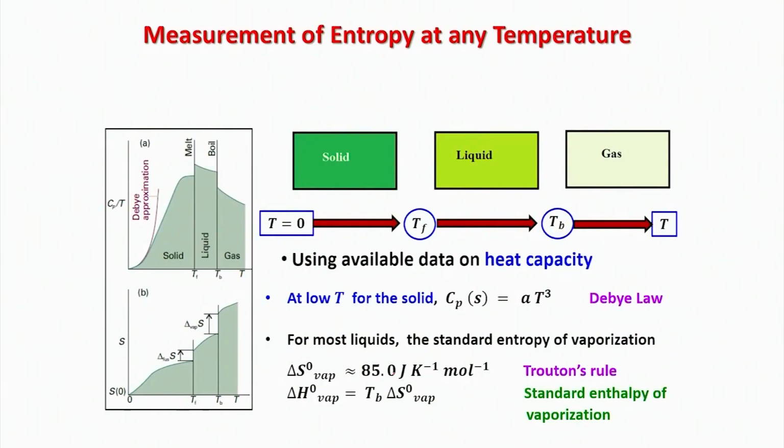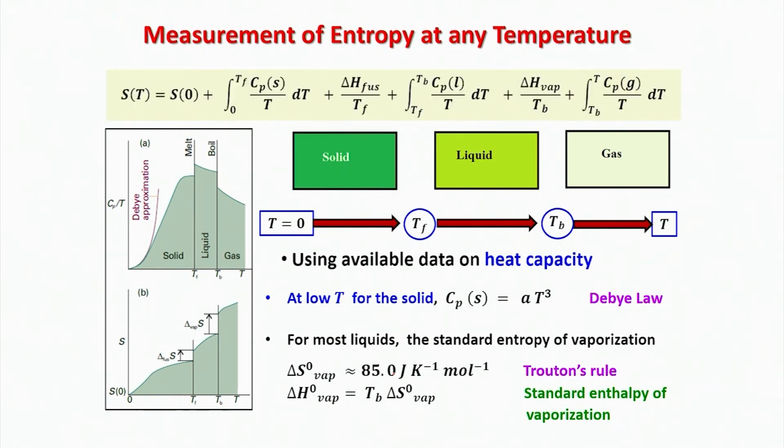So this has been actually mentioned over here. For this process of transition of the solid from T equal to 0, heating of this at constant pressure up to a temperature T, when it is in the gas phase, I know that S of T is equal to S of 0 plus this entire quantity, which is delta S, and I can compute delta S provided I know the heat capacities of the solid, liquid and the gas phase.